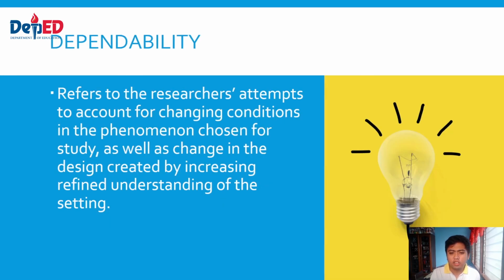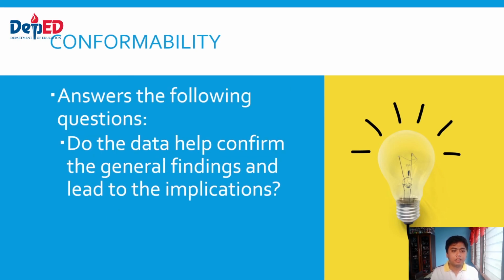Dependability refers to the researcher's attempt to account for changing conditions in the phenomenon chosen for study, as well as change in the design created by increasing the refined understanding of the setting. Okay? So, possible ba na ang research mo is flexible siya? Kaya niya bang mag-adjust with regards to what is happening in the real world setting? Then, confirmability answers the following questions. Do the data help confirm the general findings and lead to the implications? Those two questions, okay? Keep that in mind.